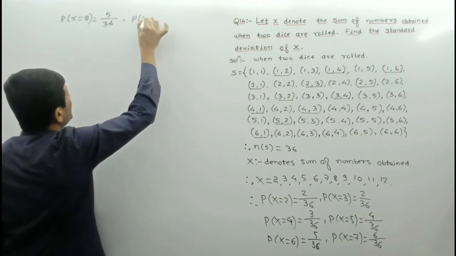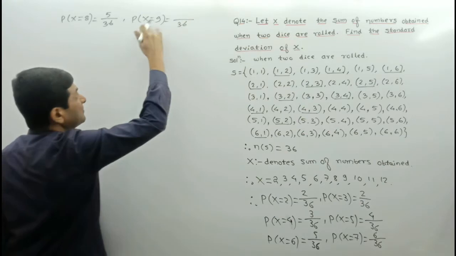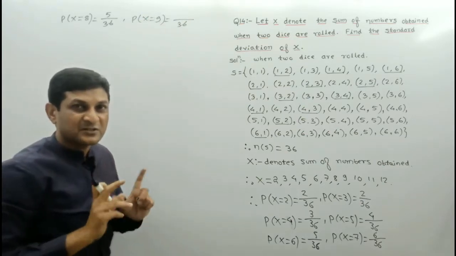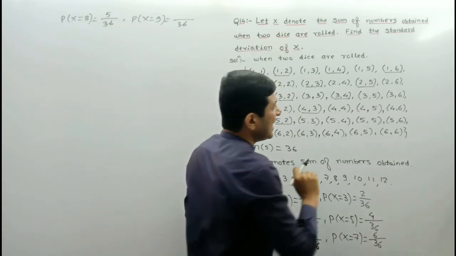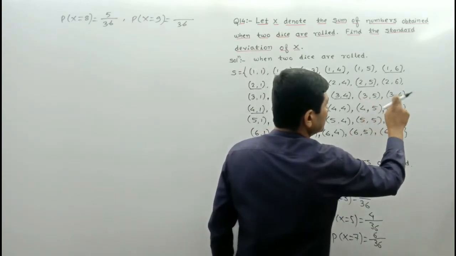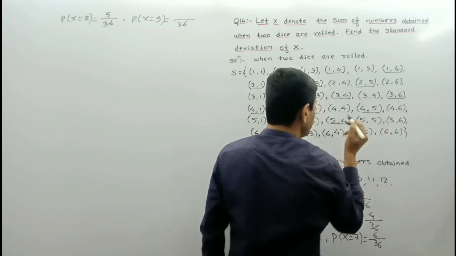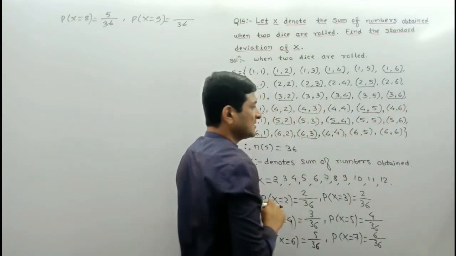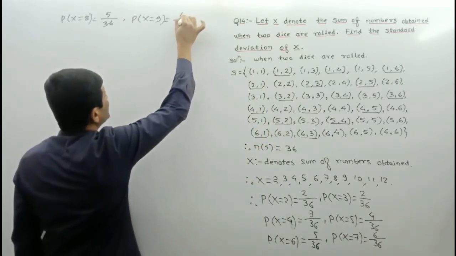Now find the probability of x equal to 9. Out of these 36 elements we have to find those where the sum of the two numbers obtained is 9. Let's see where we get 9. Here 3 + 6 is 9, 4 + 5 is 9, 5 + 4 is 9, and 6 + 3 is also 9. That means we have a total of 4 elements where the sum of the two numbers obtained is 9.